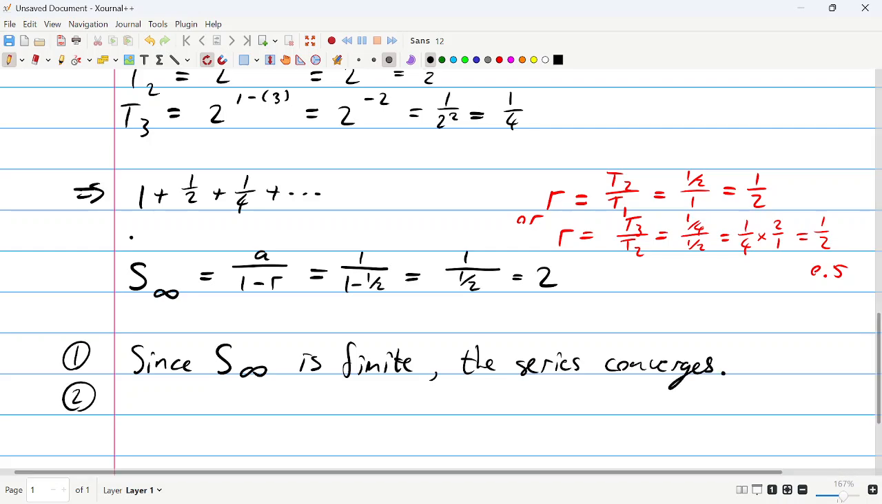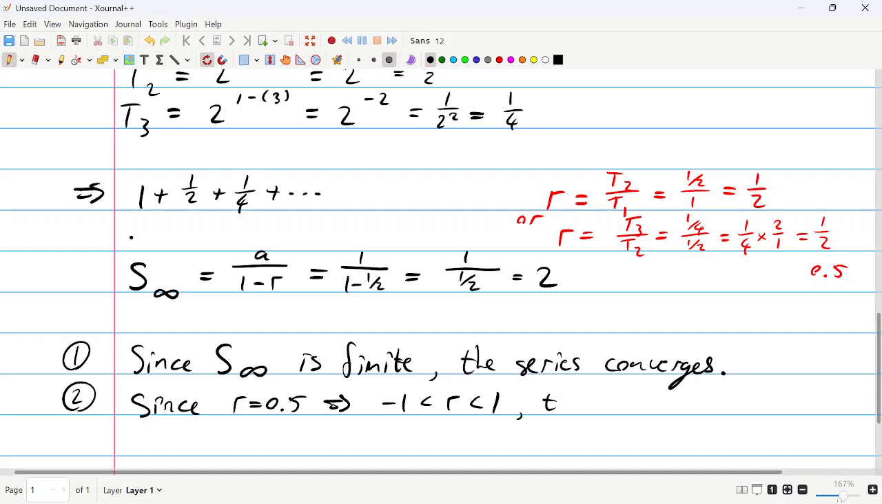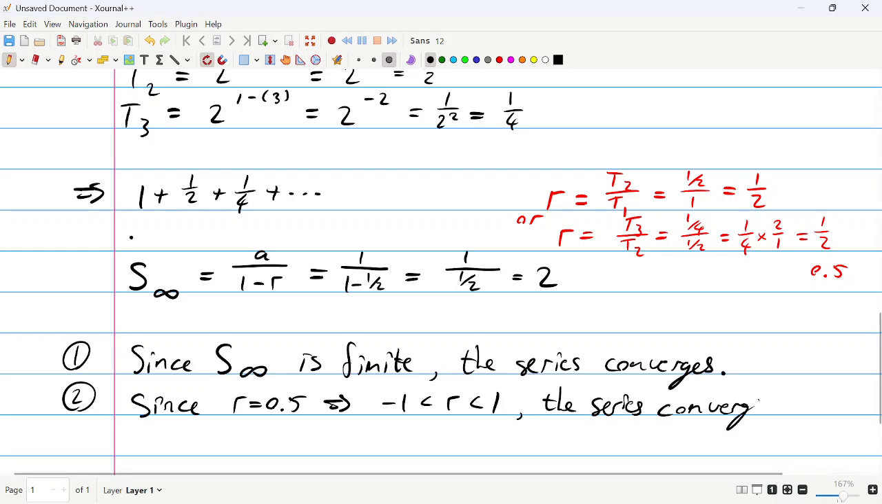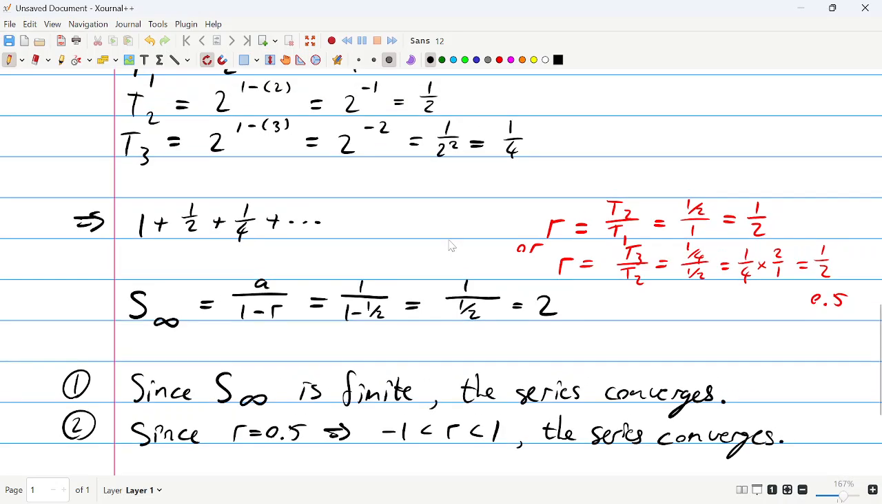Or you could do the second one. Since our R value equals 0.5, implying to us that R is between -1 and 1, the series converges. You'll mostly get questions where the series converges, but sometimes you'll also get divergence when you have infinity. But for now, just understand this and its applications, and that is it for sum to infinity.